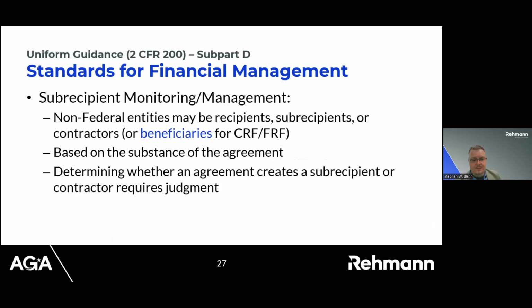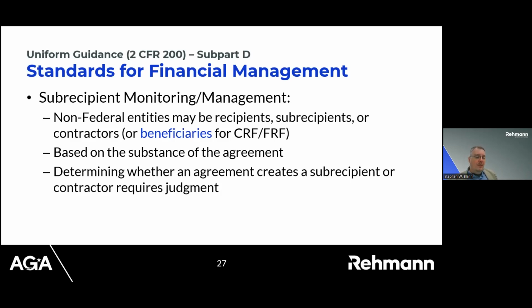When it comes to subrecipient monitoring and management, things I wanted to point out here are largely the new emphasis on beneficiaries. Non-federal entities, that would be governments, nonprofits, and higher ed that receive federal grants, can receive those as recipients, meaning it came straight from the feds. As subrecipients, the feds gave it to somebody who gave it to you. Or as contractors, meaning you're providing goods and services in the ordinary course of business. Now, it is obviously less common for a government or a nonprofit to be a contractor, but it can happen. It is more common for a government or a nonprofit to be a subrecipient.